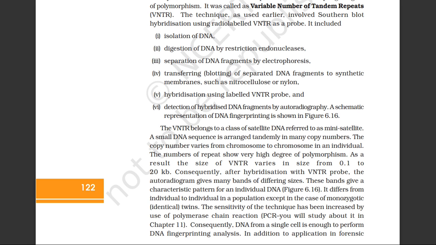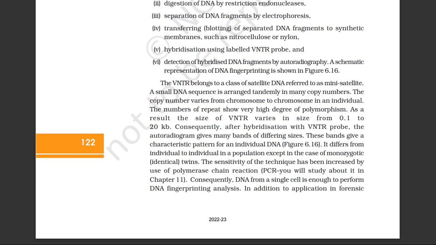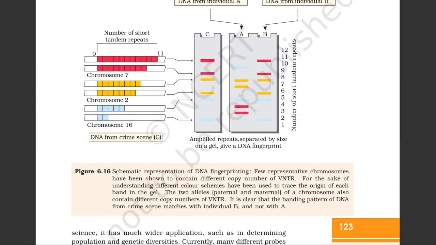Fingerprinting is shown in Figure 6.16. The VNTR belongs to a class of satellite DNA referred to as minisatellite. A small DNA sequence is arranged tandemly in many copy numbers. The copy number varies from chromosome to chromosome in an individual. The numbers of repeats show a very high degree of polymorphism. As a result, the size of VNTR varies from 0.1 to 20 kilobases.